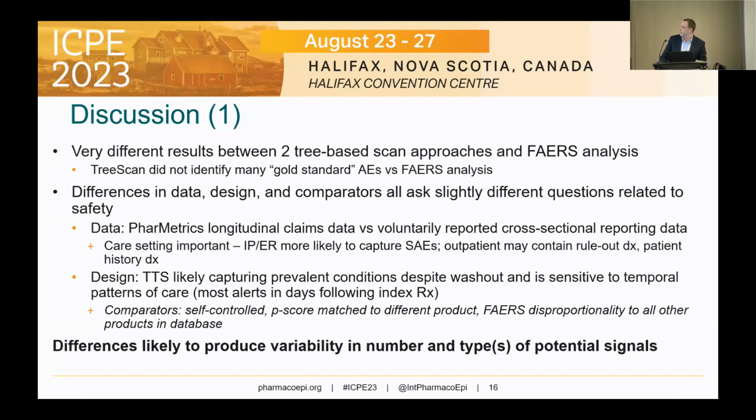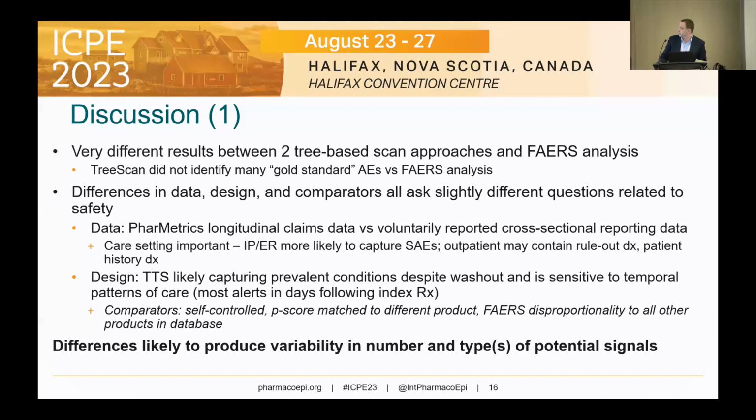Regarding data with Pharmetrics claims and reporting data, clearly there are differences in what these underlying data represent. With respects to our tree scan analyses, we saw the impact of limiting our analyses to inpatient and emergency room settings only. We also saw our tree temporal scan as kind of a finicky analysis that seems to be sensitive to temporal patterns of care, which could particularly be problematic in a population of patients who have quite a bit of comorbidity. And then third, comparators.